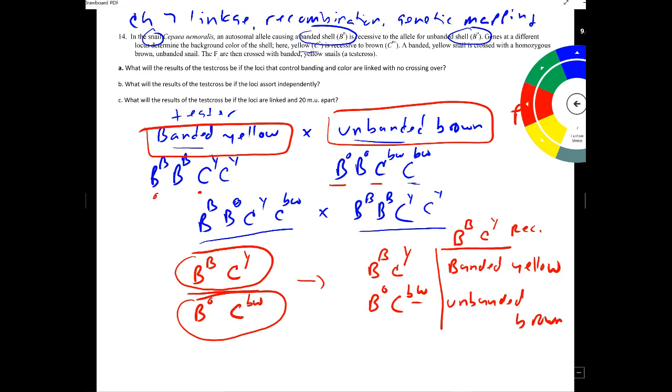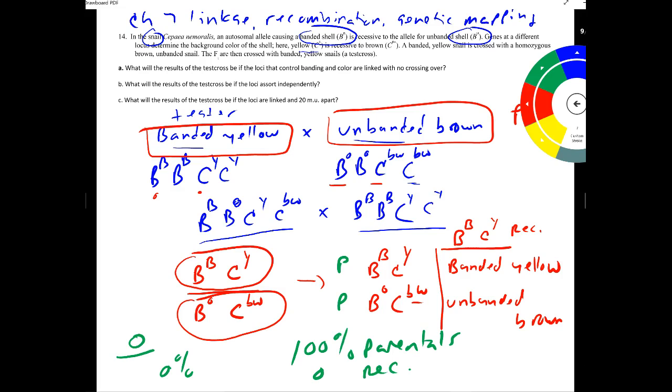Yeah, we'll go with green. So parentals. So we get 100% parentals, and we get 0 recombinants. So you could actually calculate that frequency as 0%. That means these genes are super close together. So that would be our genetic distance is 0%.